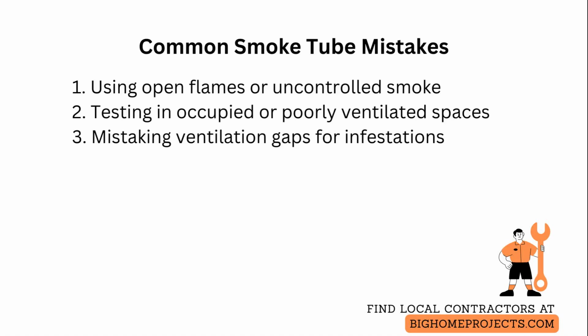Third, people often assume any smoke path equals active infestation when it may be normal building ventilation or gaps around surfaces. Address this by correlating smoke findings with other signs such as fresh frass, live insects, structural mud tubes for termites, or droppings and gnaw marks for rodents, and get a professional inspection if confirmation is needed.